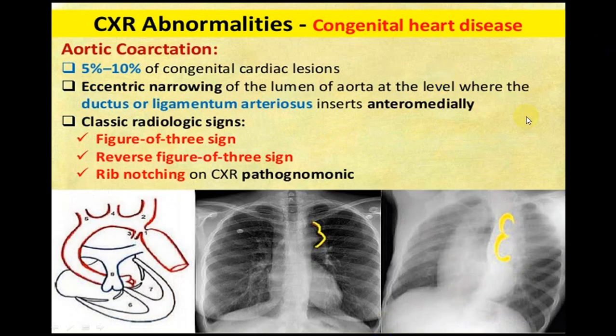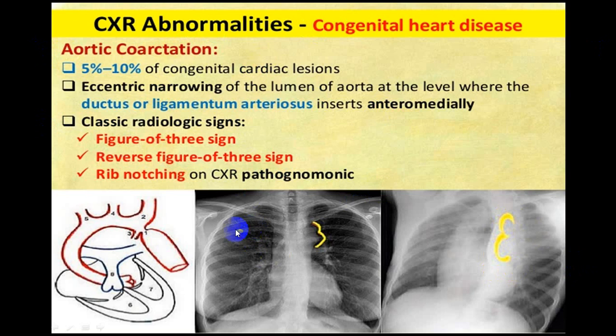In case of coarctation of the aorta, you get a sign which is called the figure of 3. This is because at the aortic knuckle, you get the aortic knuckle and dilatation of the aorta. So this gives rise to sign 3. And in lateral view also, you get this sign 3. So this is called the figure of 3 sign. Or sometimes it is called reverse figure of 3. This is reverse figure of 3. So this particular sign is very typical in coarctation of the aorta.